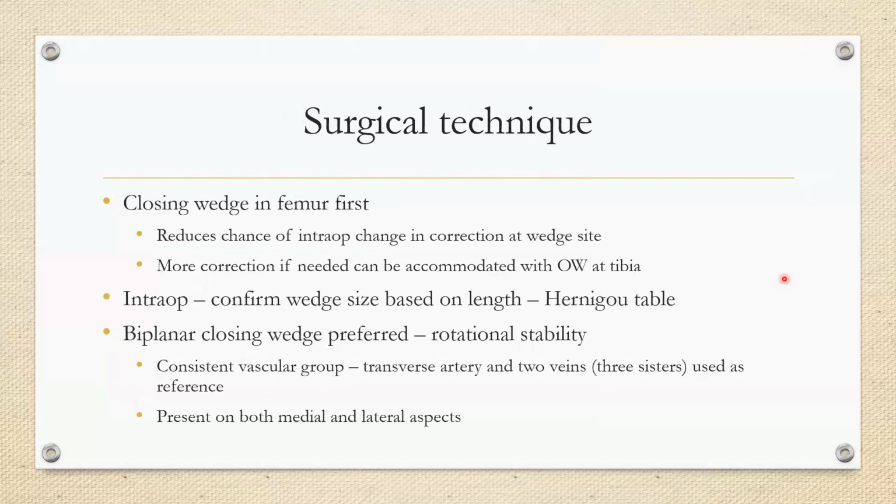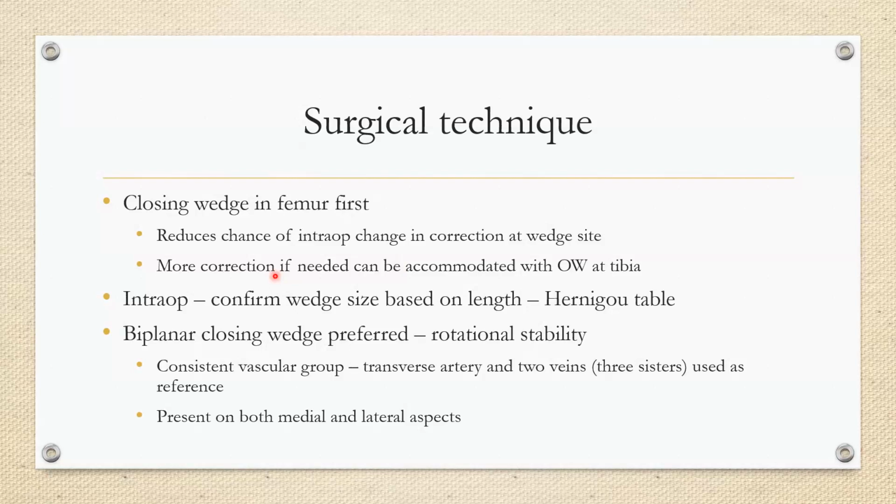So just quickly regarding the surgical technique of how to go about a DFO. Naturally, if a two-level procedure is contemplated, the first thing to be done is the closing wedge site. The reasoning is that there is less chance of loss of reduction at the closing wedge site rather than the open wedge site following manipulation while doing the other side. And if more correction is needed, it can be easily accommodated by increasing the opening at the open wedge site rather than needing additional cuts at the closing wedge site.